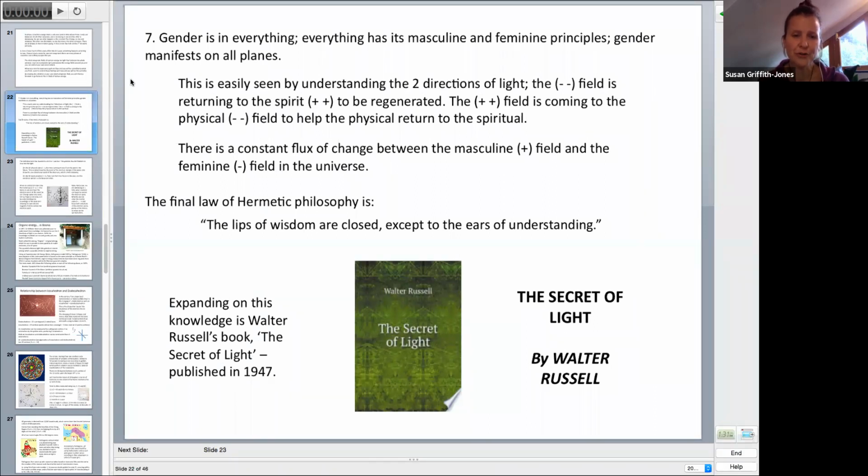The final law of the Hermetic philosophy is that the lips of wisdom are closed except to the ears of understanding. Now, Mary quotes this book a lot in her own book, called The Secret of Light by Walter Russell, so I thought I would put that here. It was published in 1947, which is, of course, because it deals with laws, just as relevant today as it was then. And if you were interested in this, then you may like to discover more in that book.